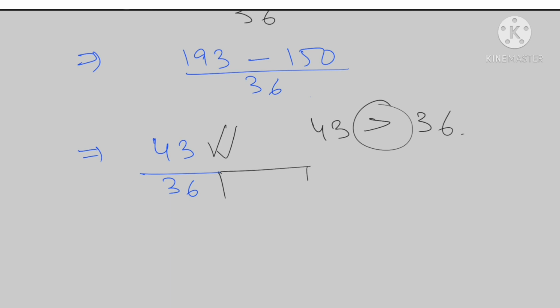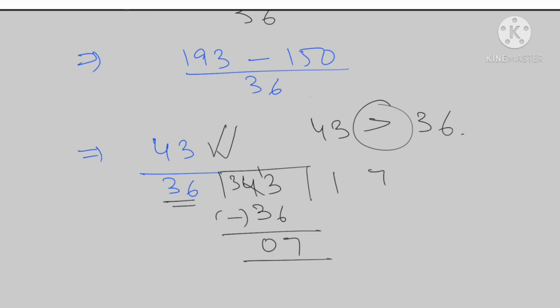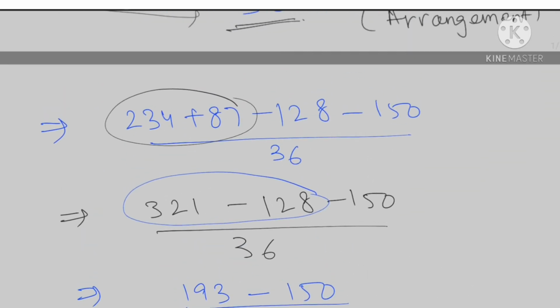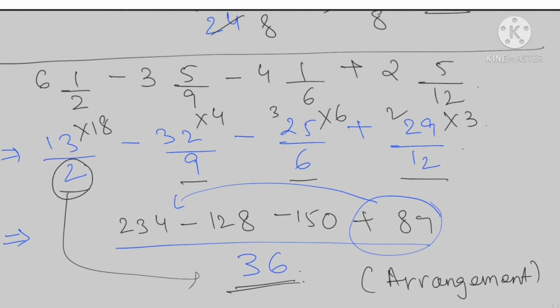We'll just simply divide this. 36 will go 1 time, the 36 will come out here, 43 minus 36 will give you 7. So one whole number 7 by 36 is your answer to this particular simplification of fractions. I hope that you all have understood how the sums are done in simplification.